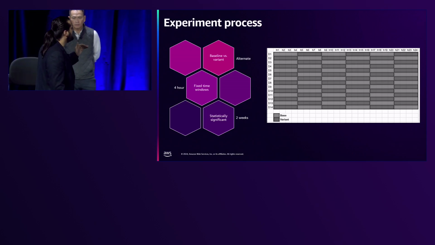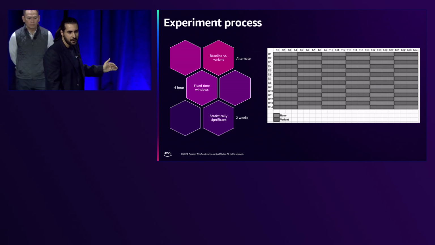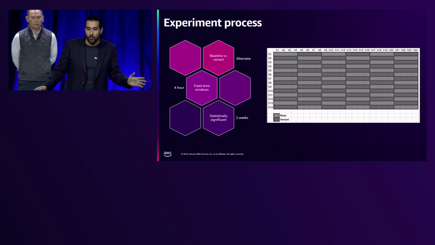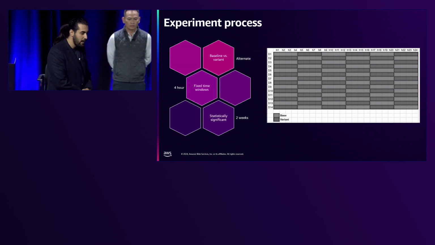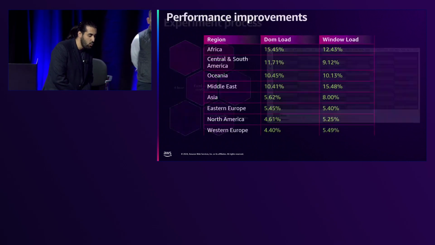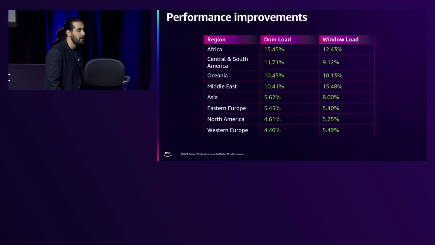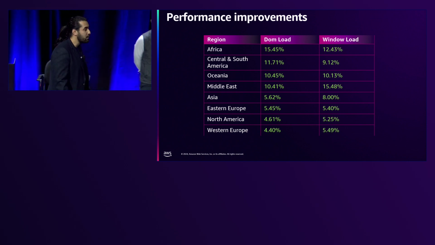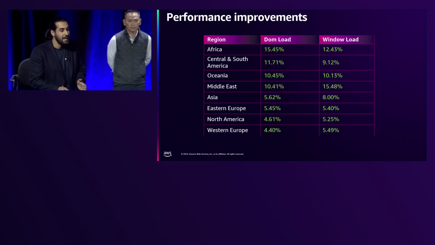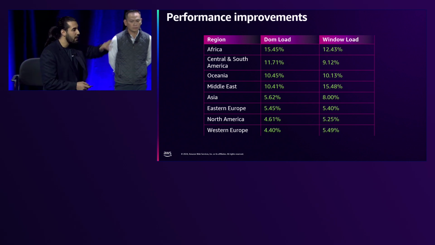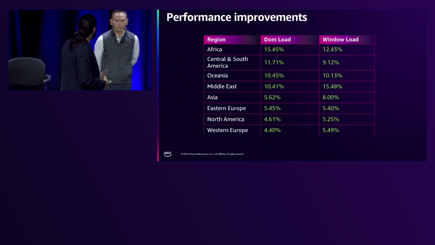And to make sure this data is statistically significant, we kept this experiment running for 2 full weeks, actually 3 weeks, but we took 2 weeks to measure the performance. And to our surprise, we saw improvement across the board in every region in the world. That was very surprising to me, because even in the regions where we have our own data centers, it was faster to go through CloudFront to our data center than going directly to them, which actually stumped me personally.